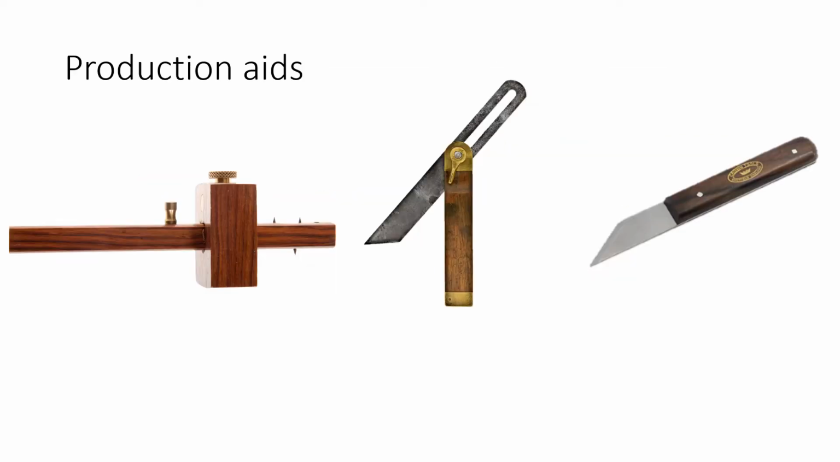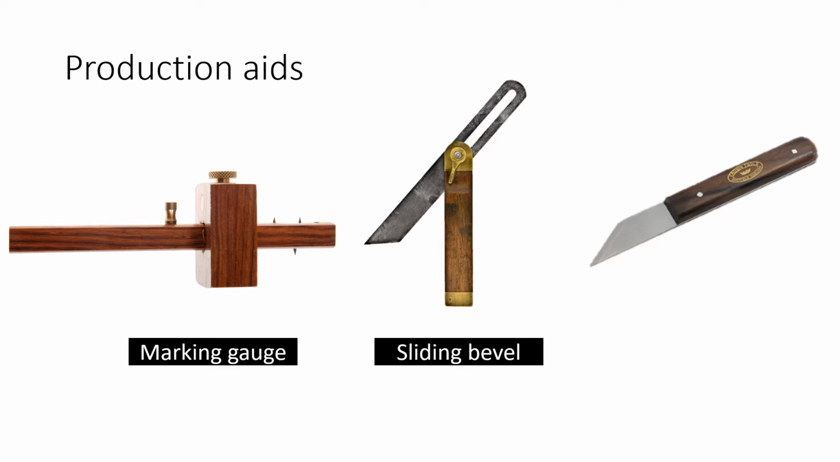Production aid. Production aids are tools and equipment that can speed up and improve the accuracy and precision of production. A marking gauge marks a line parallel to an edge. A mortise gauge marks a double line. A sliding bevel can be set at an angle.